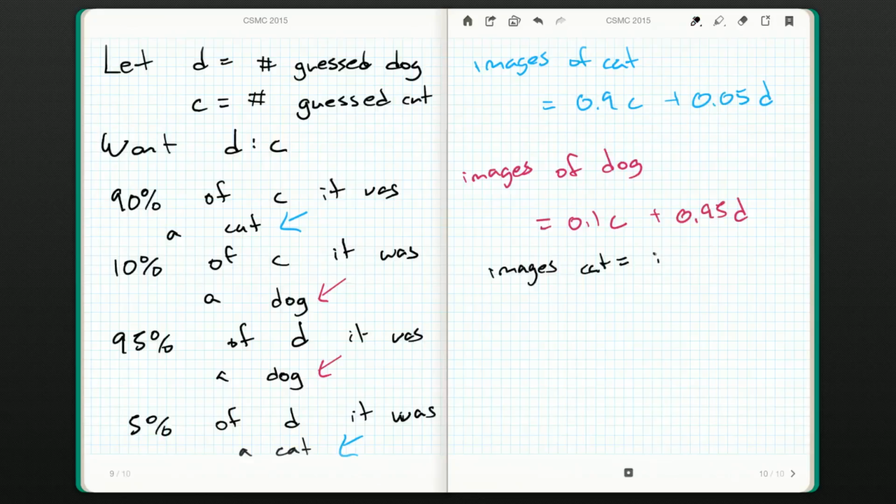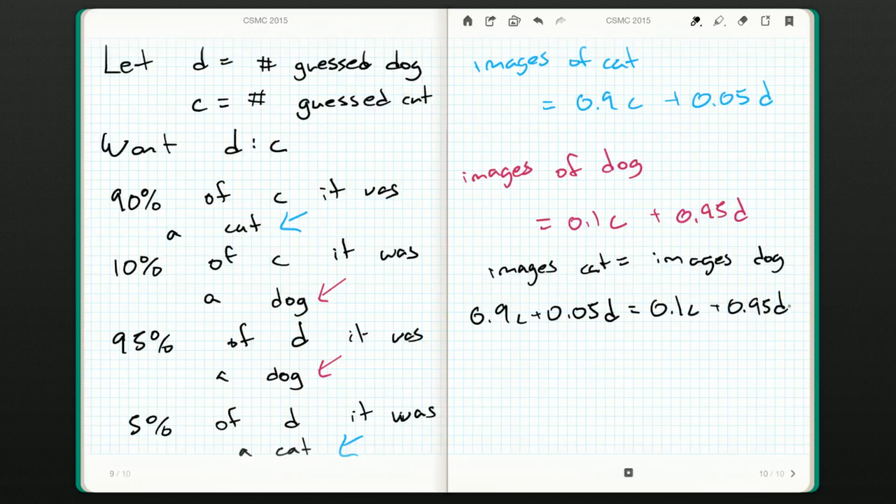So the number of images of a cat was equal to the number of images of a dog. That was the other piece of information they gave us. The experiment was repeated a number of times, and the same number of cat images as dog images was shown. And that means that these two values are equal. So we'll have one equation and two unknowns. That's not enough to solve, but that is enough to get a ratio, and that's all we were asked for. Okay? We can solve for C in terms of D or D in terms of C.